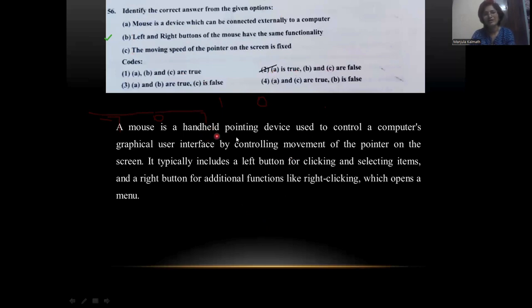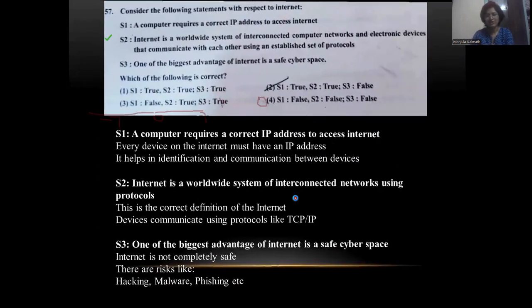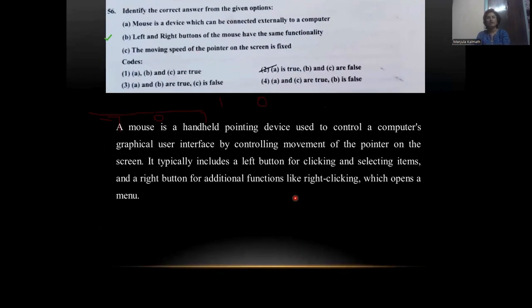The mouse is a handheld pointing device used to control a computer's graphical user interface by controlling the movement of the pointer on the screen. The pointer is controlled by the mouse. It typically includes a left button for clicking and selecting items, and a right button for additional functions like right clicking, which opens a menu. So both have different functionalities.